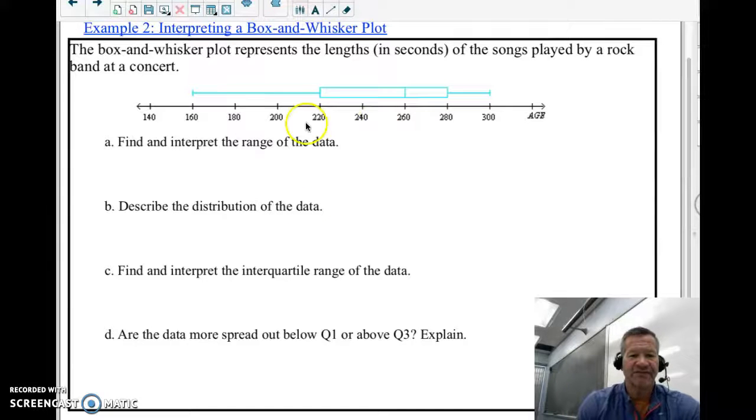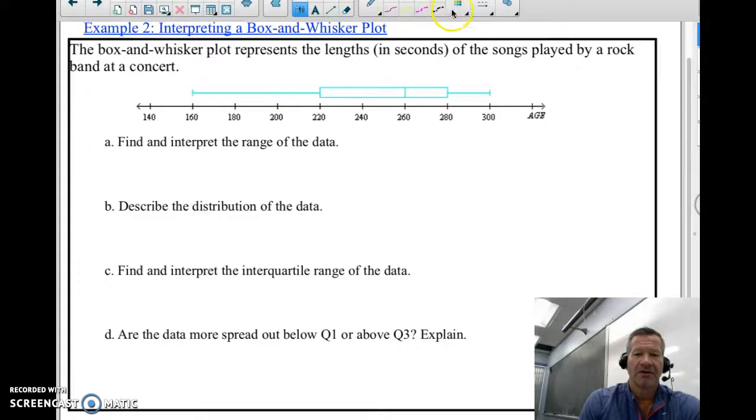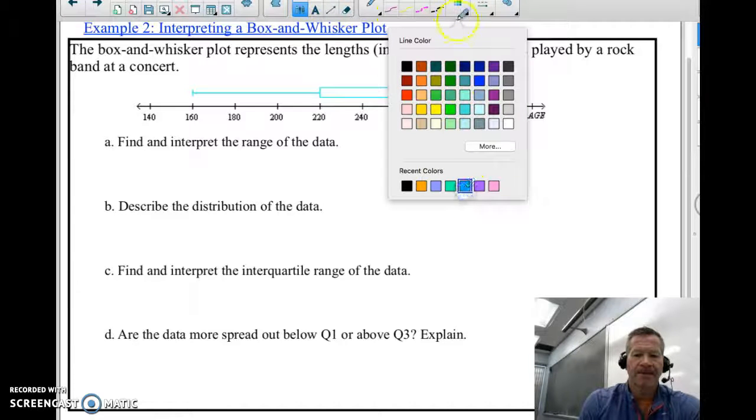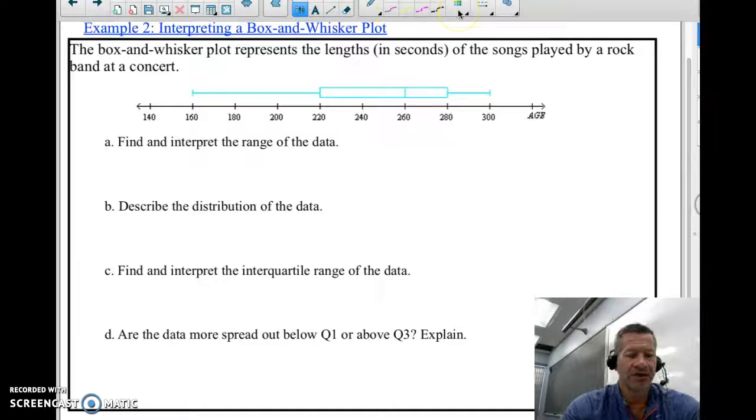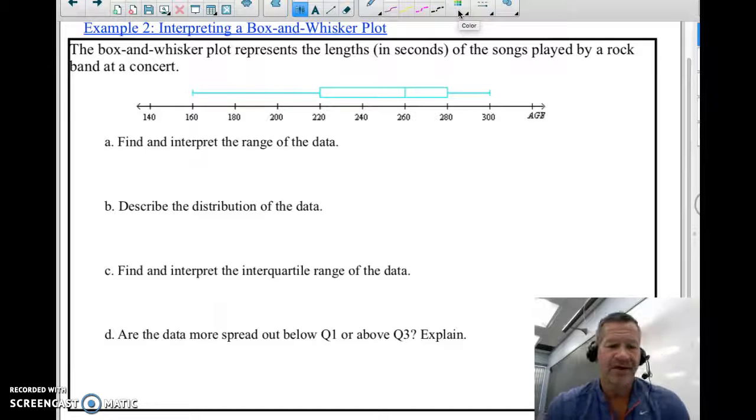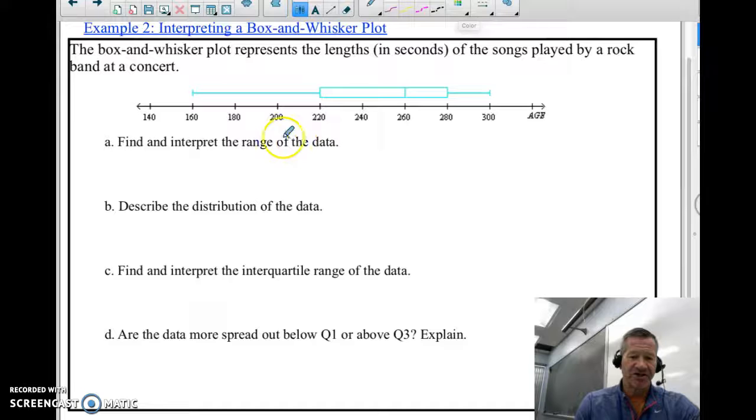Example 2 of section 7.2, we are going to learn to interpret a box and whisker plot now. So let's start out by reading the explanation here. The box and whisker plot represents the length in seconds of the songs played by a rock band at a concert. So part A, find and interpret the range of the data.